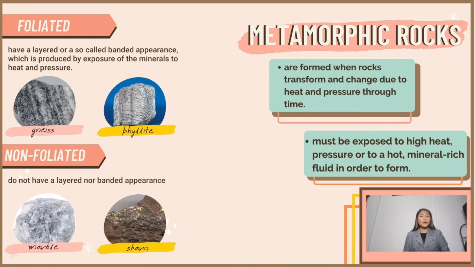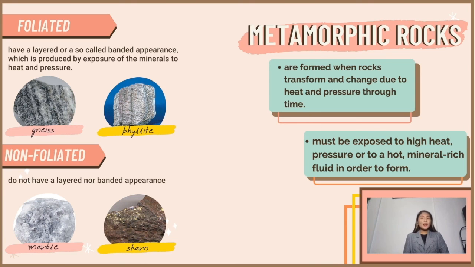We are now so close to the end of our discussion as we discuss the last type of rocks, which are metamorphic rocks. Metamorphic rocks are formed when rocks transform and change due to heat and pressure through time. There are certain conditions that must be met to form these. The rock must be exposed to high heat, pressure, or to a hot, mineral-rich fluid.